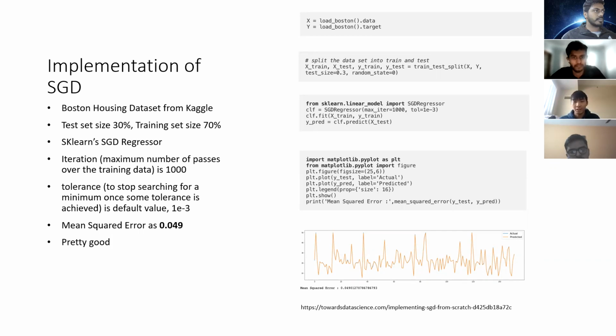For this example, it used sklearn to implement SGD and the Boston housing data set from Kaggle. The test data set size is 30% and the training size is 70%. The maximum iteration is 1000 and the tolerance set to default value, and the mean square error is 0.049, which is a beautiful result.